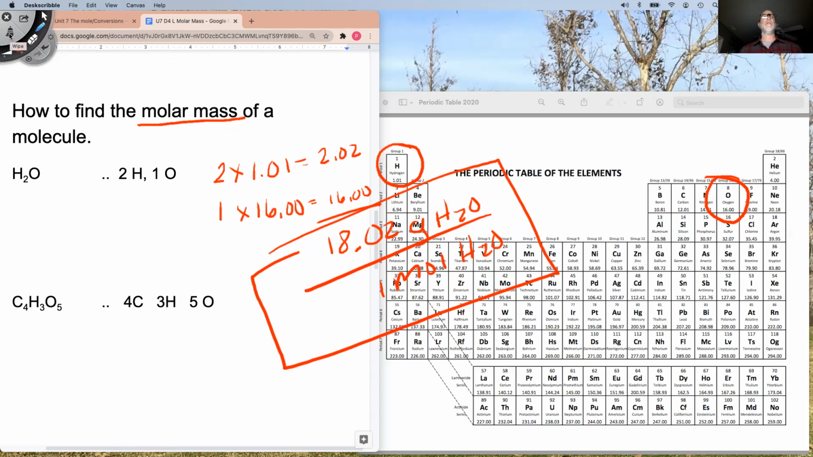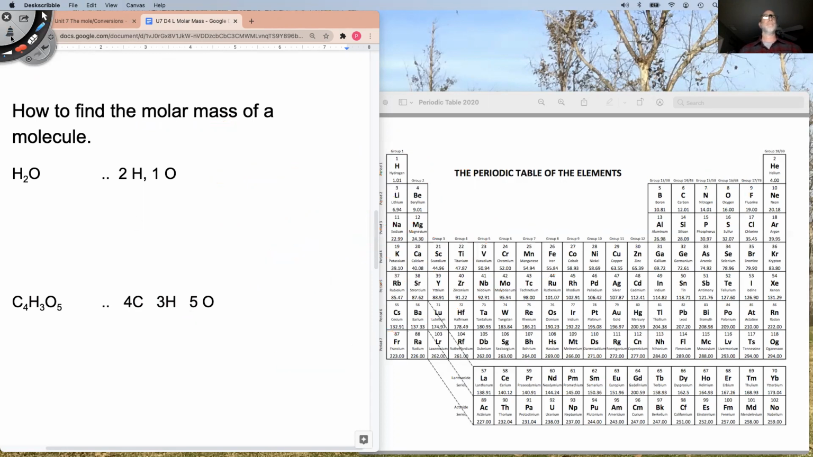Now, what I'd like you to do is work out this next one by yourself. This one has 4 carbons, 3 hydrogens, and 5 oxygens. What is the molar mass of this molecule right here? Please calculate that.